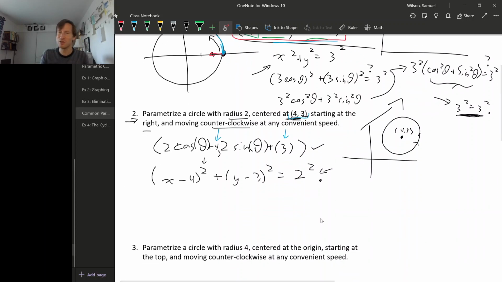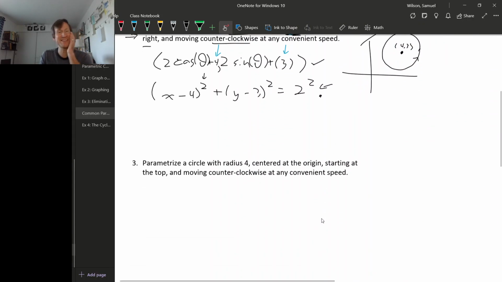Okay, of course there's more we can change about a circle than just its center. So what if we have a circle with radius 4 and it's centered at the origin, but this time instead of starting at the right hand point, we start at the top of the circle, but still moving counterclockwise at whatever speed we turn out to be moving at. So there are a couple ways to handle this. The only thing that's different about this example is we're starting at the top instead of at the right hand point.